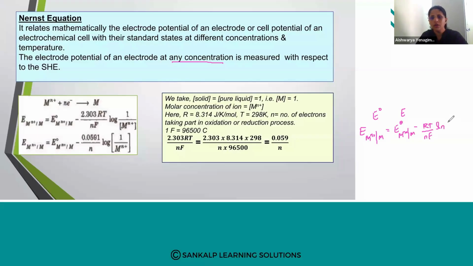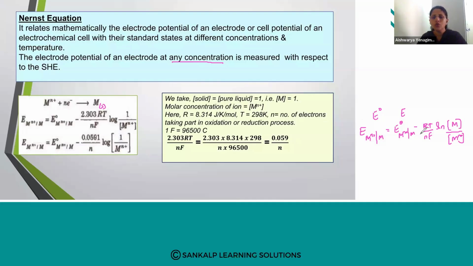natural log of the concentration of M by the concentration of Mn plus, that is the concentration of the metal in solid form to the concentration of its ion. You can see here Mn plus gains n number of electrons to form M. So this is in solid form, concentration of M by concentration of Mn plus ions. Fine. So let us see what are the terms here.